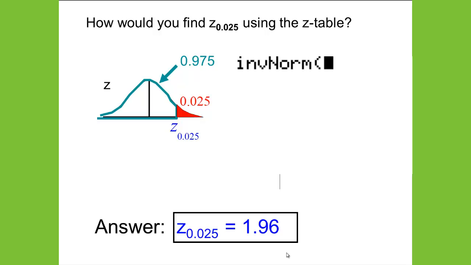To do this in the calculator, you would hit second, distribution, choose inverse norm. Your area to the left would be 0.975, and then enter, and rounding to 2 decimal places, you will get 1.96.